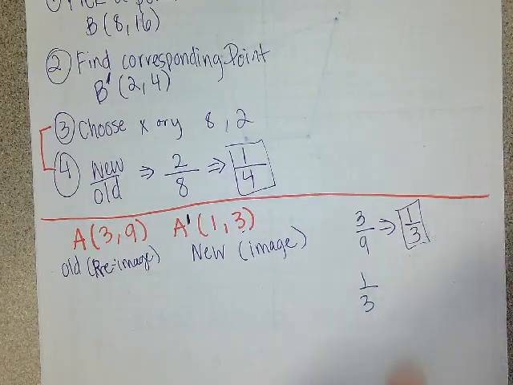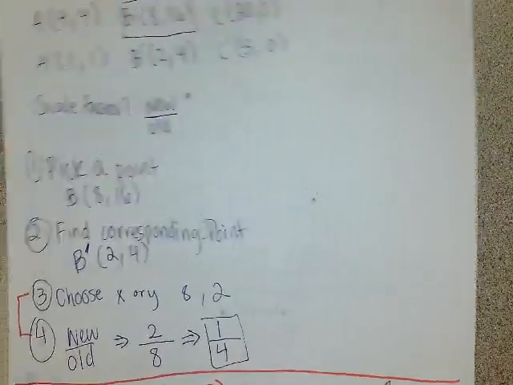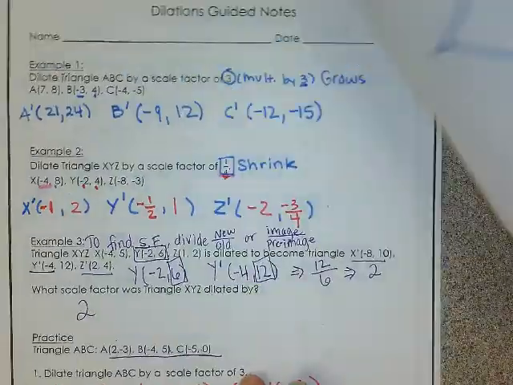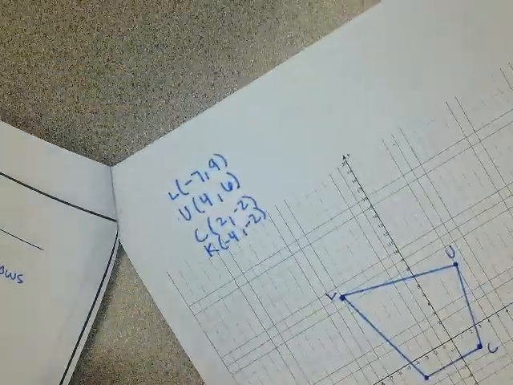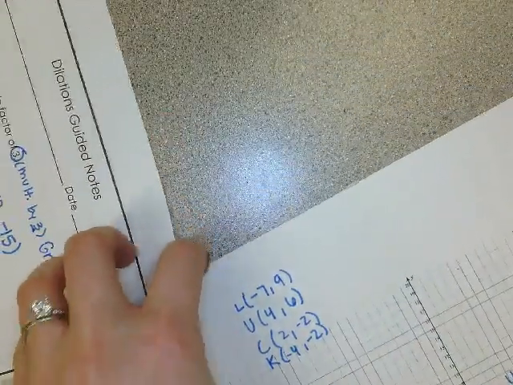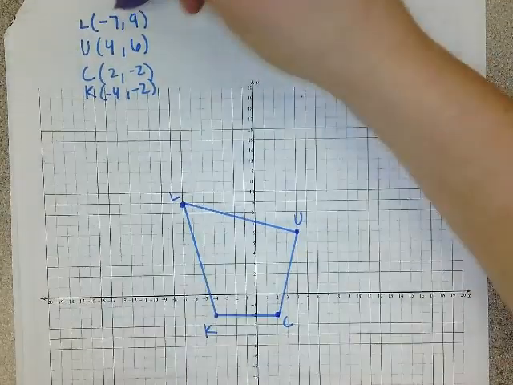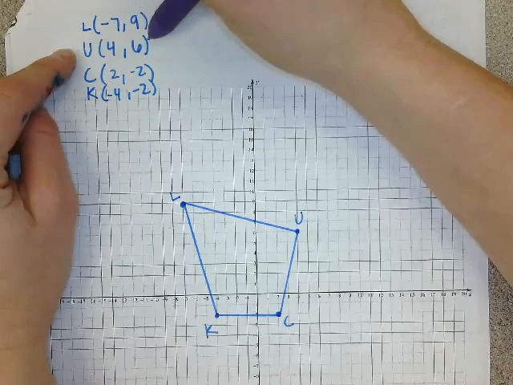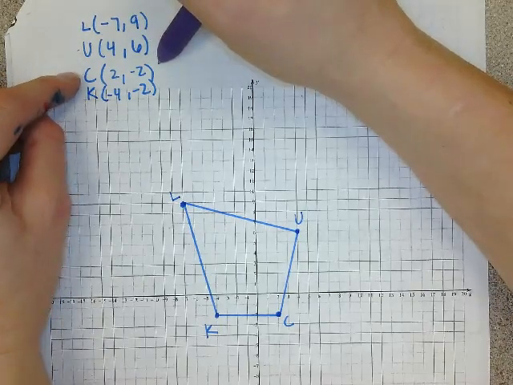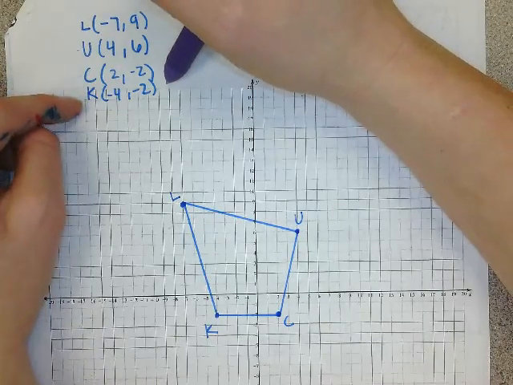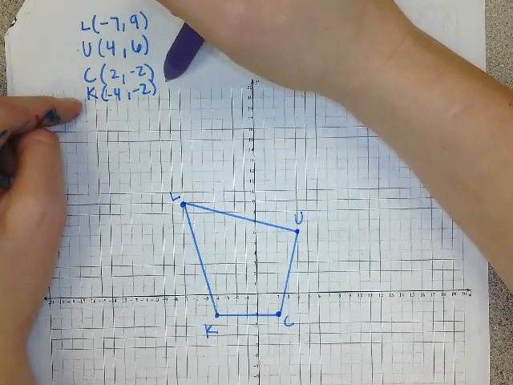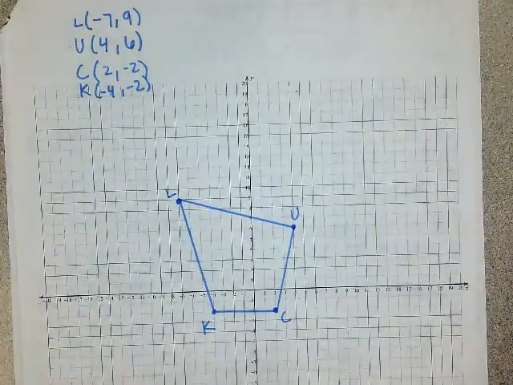Okay? All right, how do we feel about finding the scale factor? We feel okay? Do we like it better when it's a whole number instead of a fraction? Yes. Okay. All right, so what I want you to do is graph these points. So L is -7, 9. U is 4, 6. C is 2, -2. And K is -4, -2. So go ahead and graph those points.